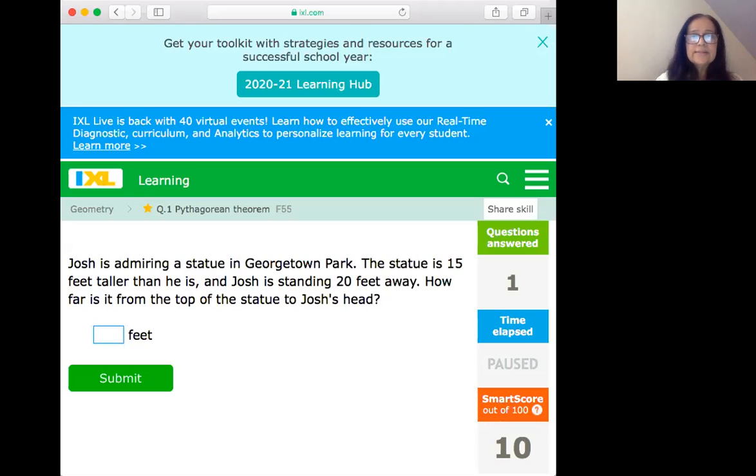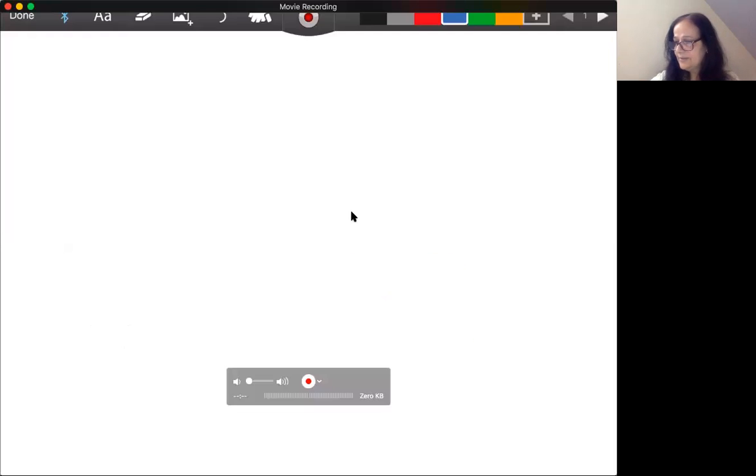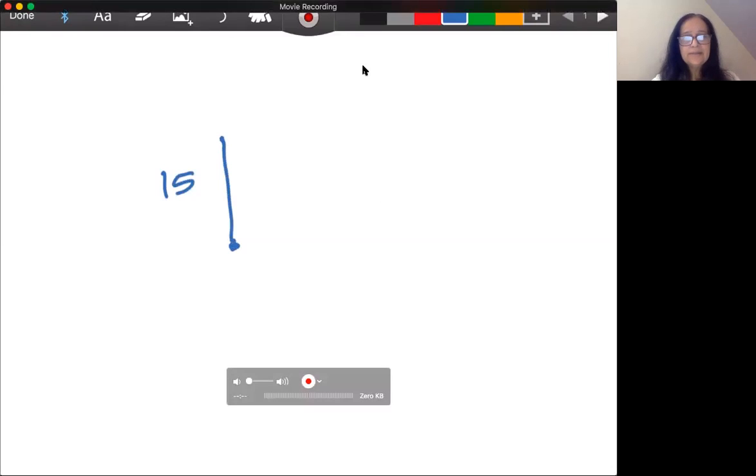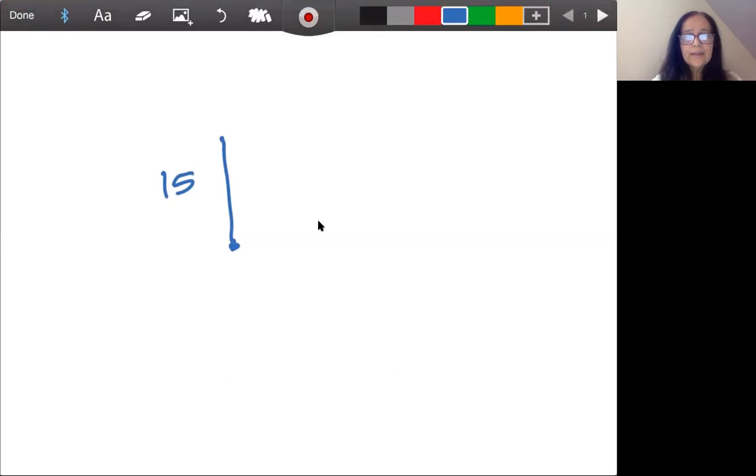Okay, so let's see. Let's try this one. If he's standing right here, that's his head, for example, and it's 15, so let's try to make a 15. We need to label it. We need to find the label, the unit. All right, so if that's his head right here, and it is 15, then his head. And then let's see what was happening in here.